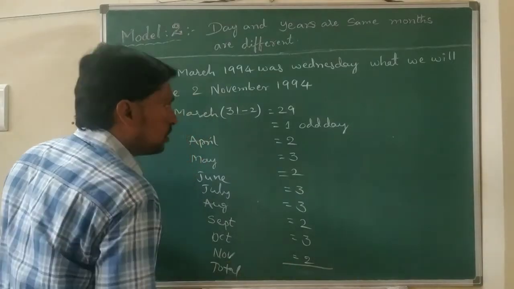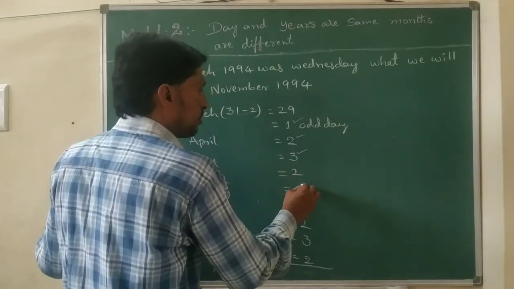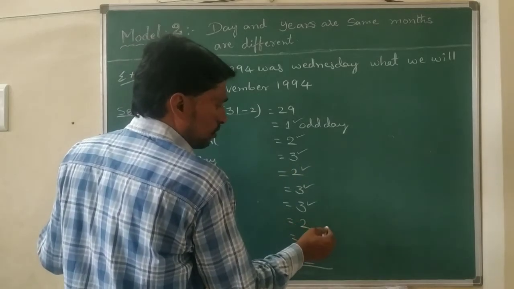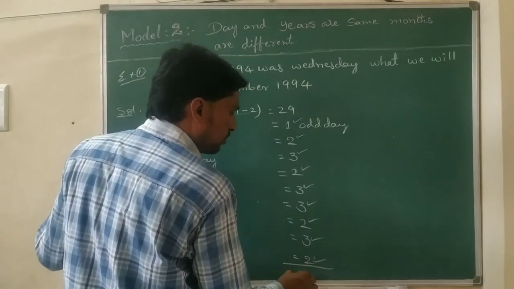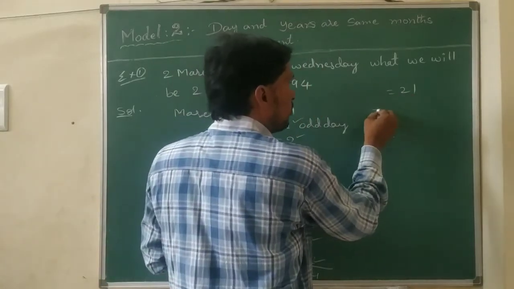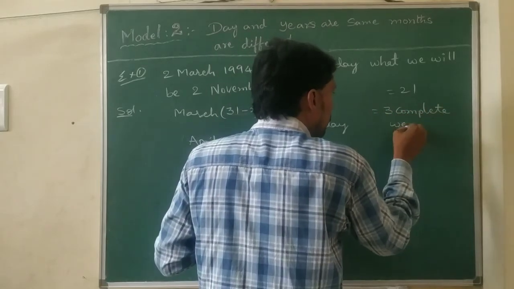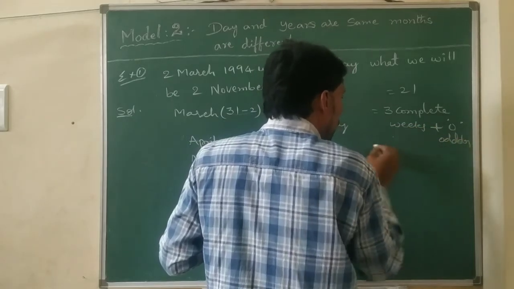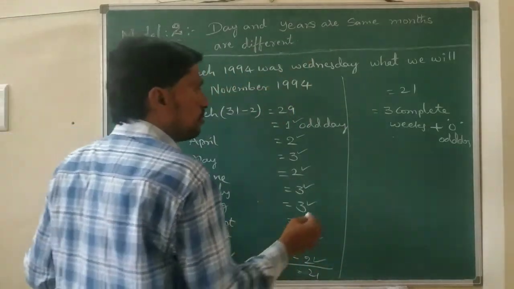Total means 1 plus 2 is 3, 3 plus 3 is 6, 6 plus 2 is 8, 11, 14, 14 plus 2 is 16, 16 plus 3 is 19, 19 plus 2 is 21. So the total days here will be 21. 21 means 3 complete weeks plus 0 odd days.